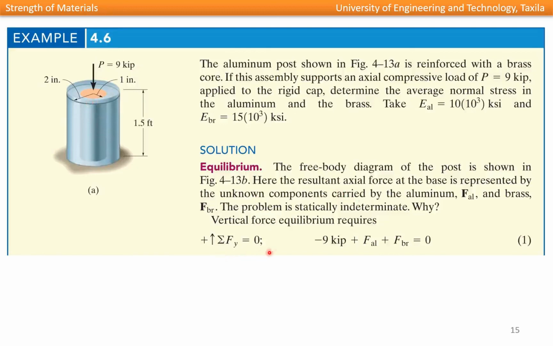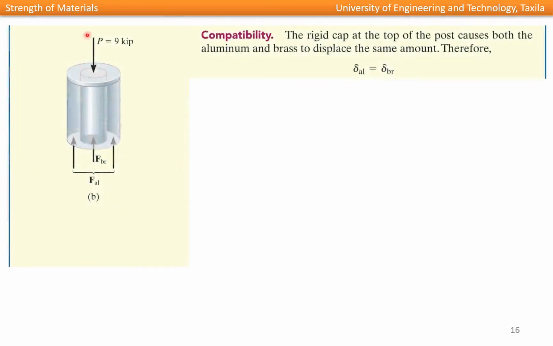So we will apply the equilibrium equation in the vertical direction, considering upward direction positive. So it is minus 9 kip, because the applied load is acting in the downward direction, plus FAL, which is the force in aluminum, plus the force in brass, which is denoted by FBR. That can be shown here. This is the applied load which is acting in the downward direction, but the overall reaction at the base of this post is FAL plus FBR. So we have to find out how much is FAL and how much is FBR.